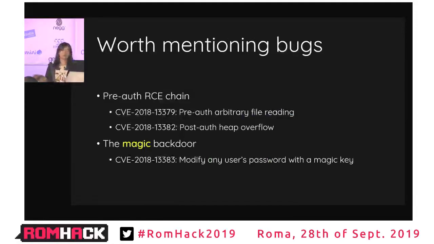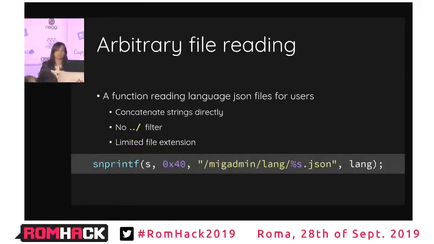We'll talk about 3 worth-mentioning bugs today. First is the pre-auth remote code execution chain. We combine 2 bugs, a pre-auth arbitrary file reading to log in, and a post-auth heap overflow to get a shell. And we also introduce an interesting bug, the magic backdoor, which can modify any user's password with a magic key. So let's start with the file reading part.